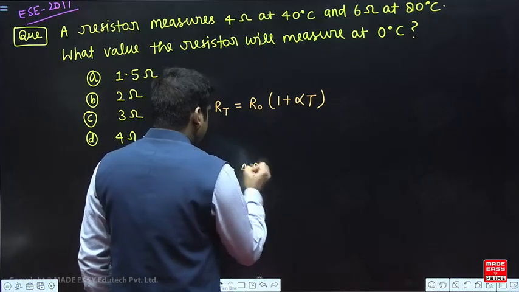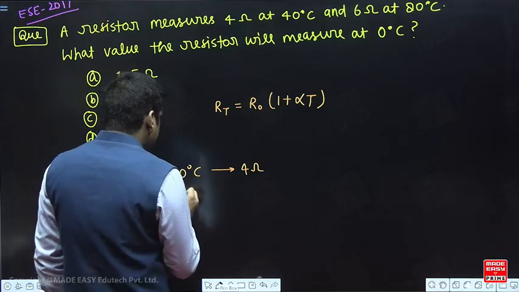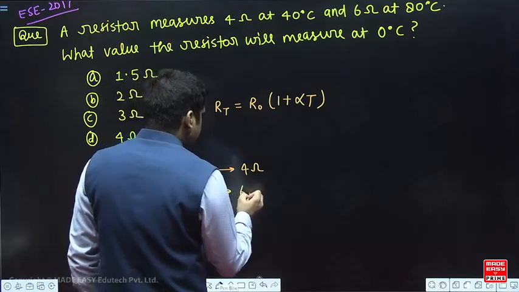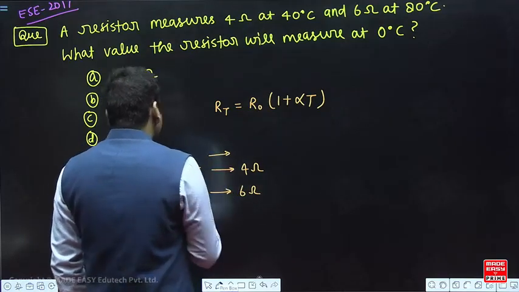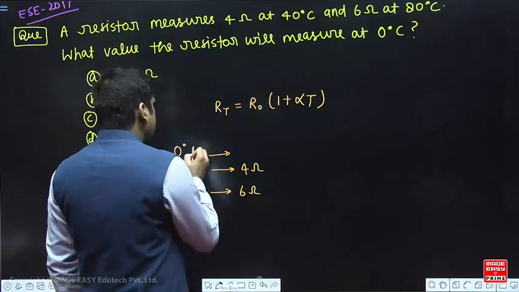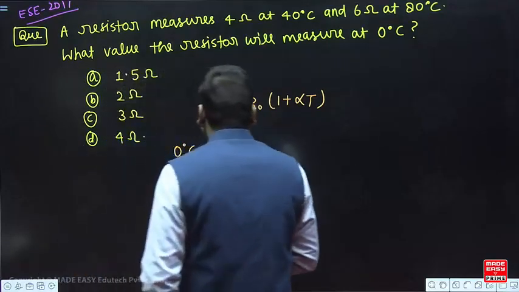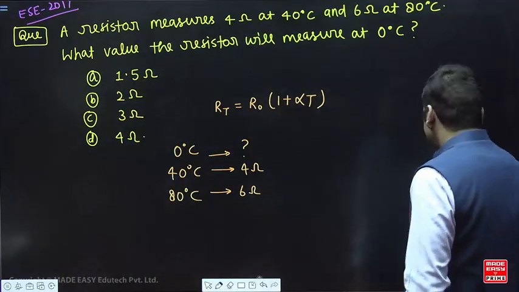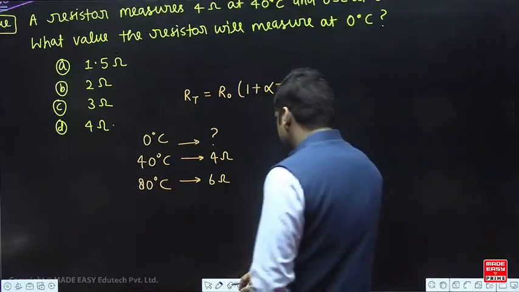Resistance is 4 ohm. When the temperature is 80 degree centigrade, resistance is 6 ohm. When temperature is 0 degree centigrade, he is asking what is the value of resistance. This you have to tell. Let's try to calculate, use this relationship.